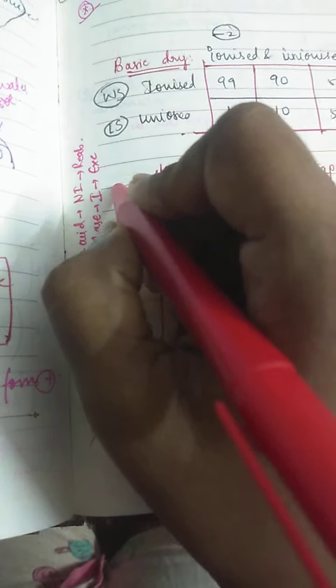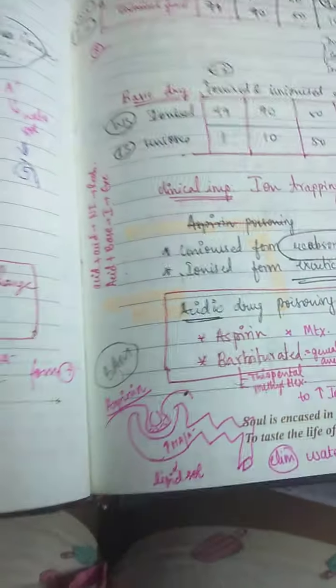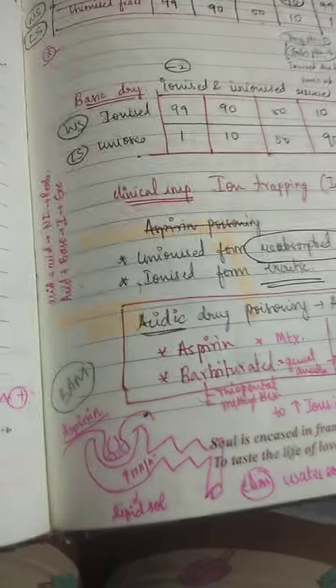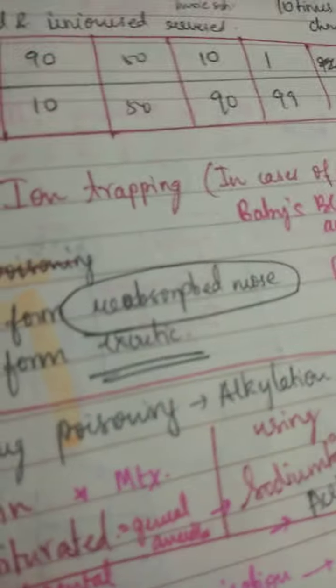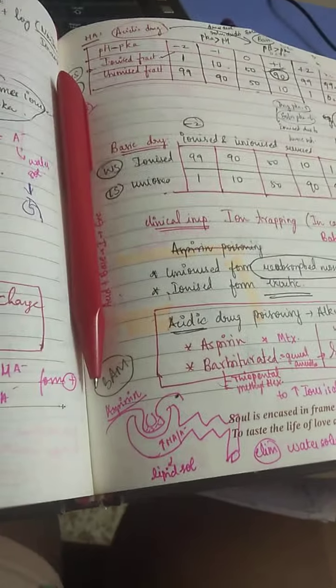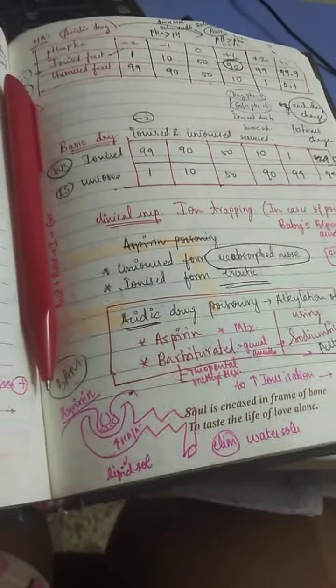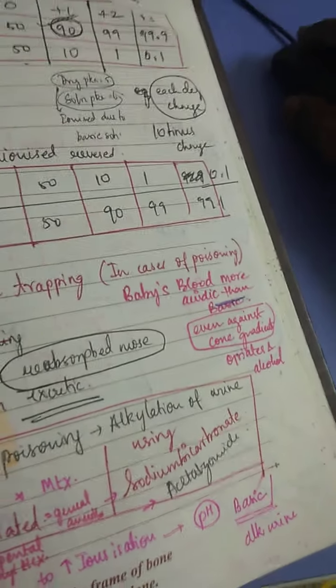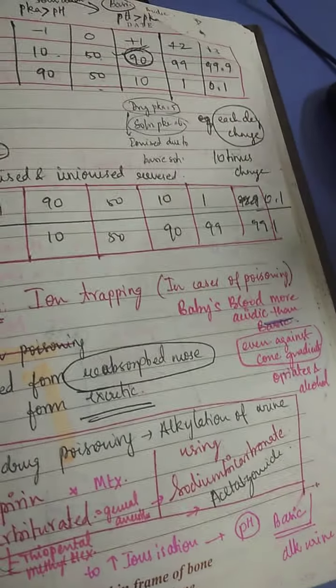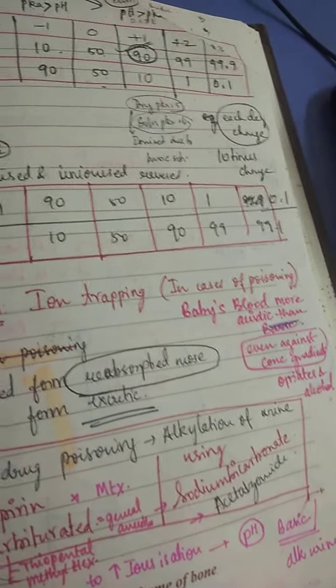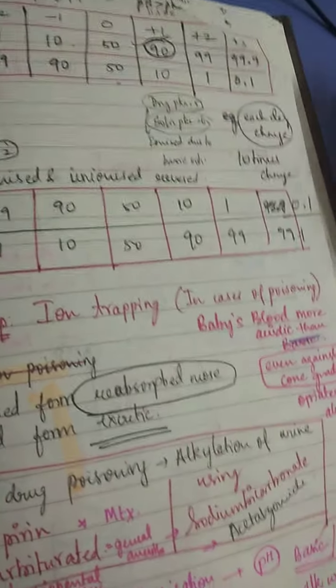But ionized will not cross any membranes. It cannot cross the placenta, it cannot cross any membrane, so it becomes trapped in the baby's blood itself, and so it cannot even move against the concentration gradient, so it becomes toxic. That is why they ask a mother to not have opiates or local anesthetics when you are pregnant.